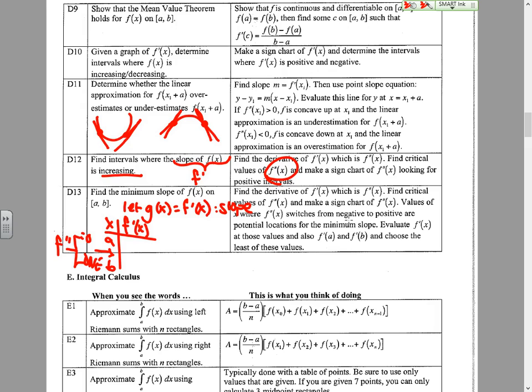Wait, why are we? Oh yeah, because you're trying to find the minimum slope. So instead of plugging into the original function for the minimum of f, we're trying to find the minimum of f prime, so we're plugging into f prime. If it helps, you can correspond this to the minimum velocity. For minimum velocity, you find the critical numbers of acceleration, aka of s double prime, to find the minimum of s prime. Plug endpoints and critical numbers into f prime, with the critical numbers being found from f prime's derivative, which is f double prime.